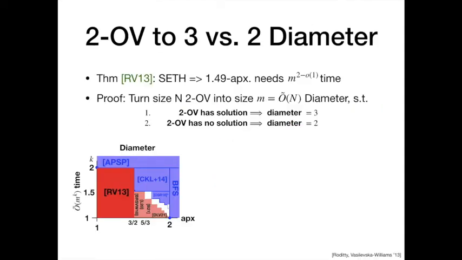Okay, so now that I've told you about our results, I'll tell you about some of the techniques. I'll illustrate the techniques by proving this first result: that a better than 1.5 approximation needs quadratic time. In particular, an exact algorithm for diameter needs quadratic time. The proof idea is we start with a size n 2OV instance and we turn it into a size roughly n diameter instance such that the following two things hold. If the OV instance has a solution, then the diameter is 3, and if there is no solution, the diameter is 2.